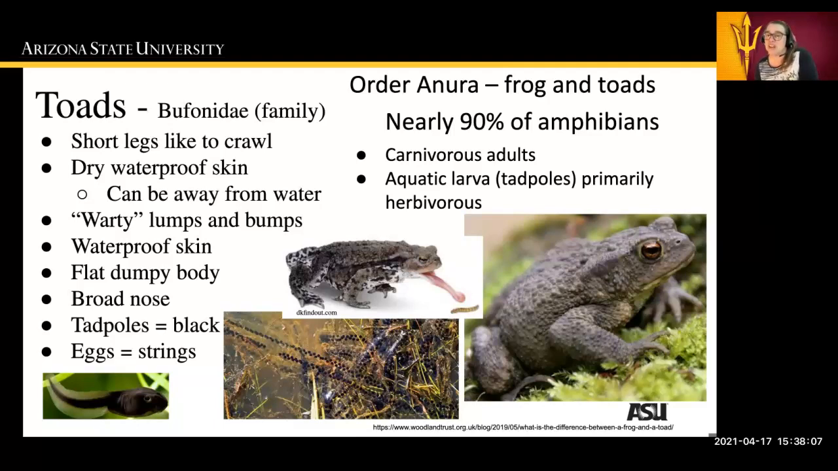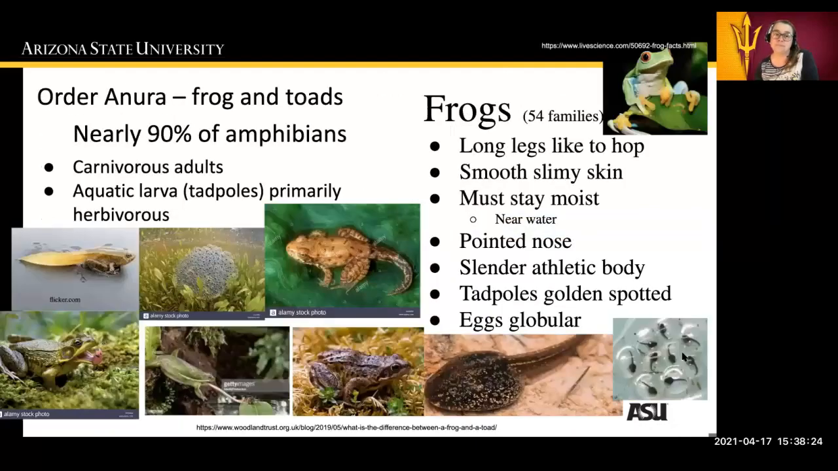About 90% of amphibians come from the frog and toad order. They are carnivorous as adults, but most of the larvae and tadpoles are herbivores. We also see in Anura the frogs. Frogs are also carnivorous as adults. Their larvae and tadpoles are herbivores, but their tadpoles are so pretty.